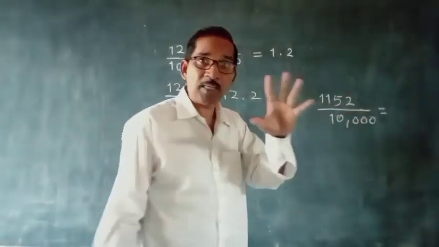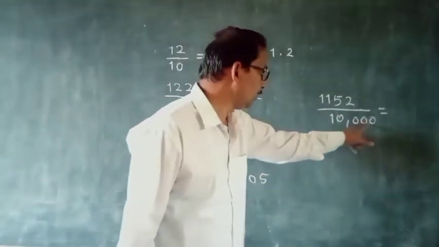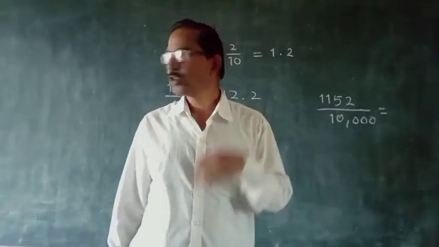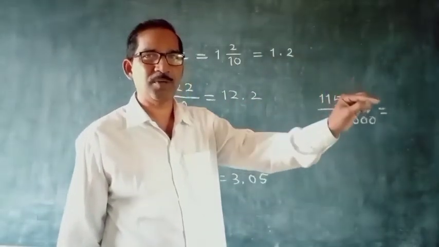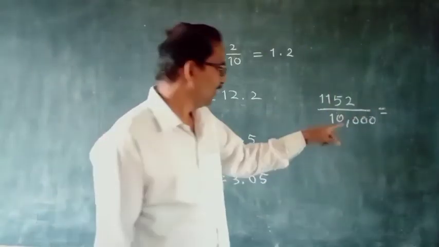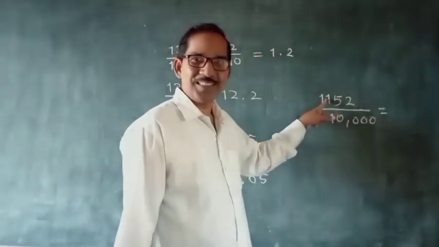10,000. How many zeros are there in 1 followed by 2 3 4, so 4 zeros are there in it, so we have to put the decimal point just after 4 digits from the right.